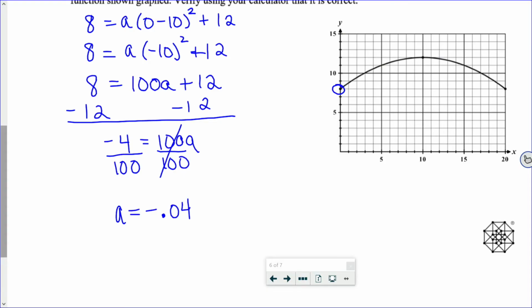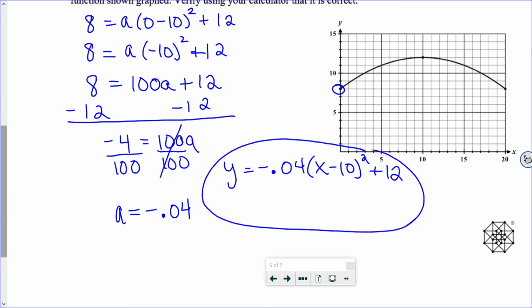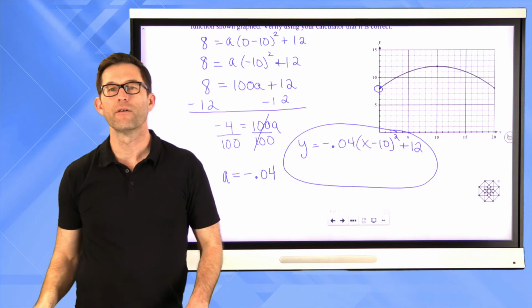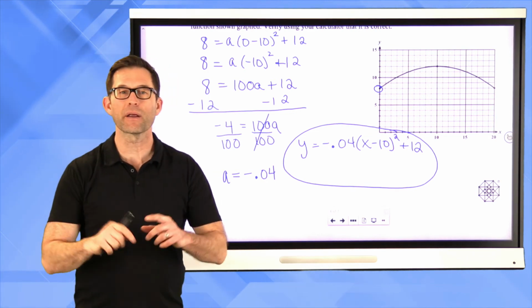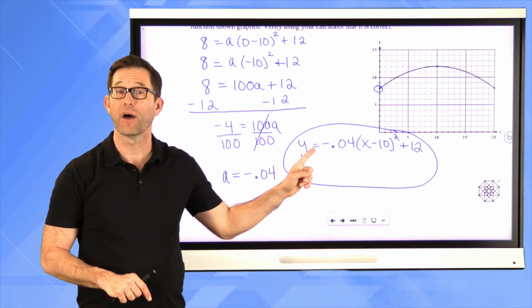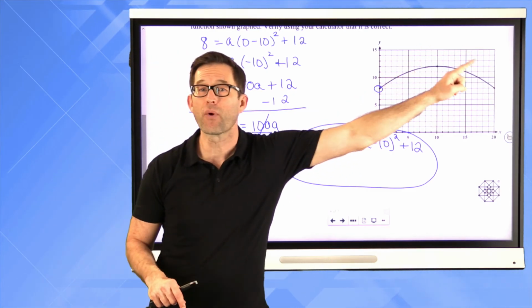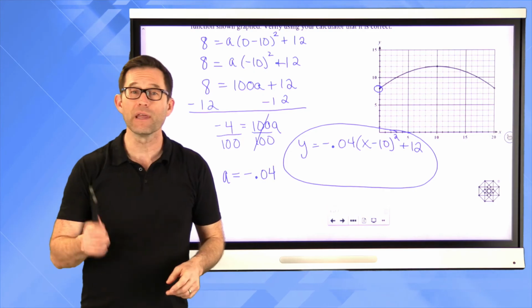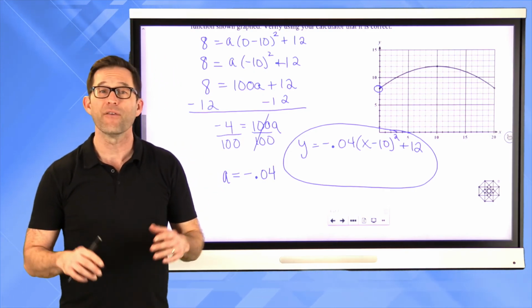My entire formula is going to be y equals negative 0.04 times (x minus 10) squared plus 12. That's in theory the formula for this parabola. And by the way, let's talk about a couple things. One, I'm not surprised that it's negative, because the parabola opens downward, and we know that the leading coefficient has to be negative if a parabola opens downward.